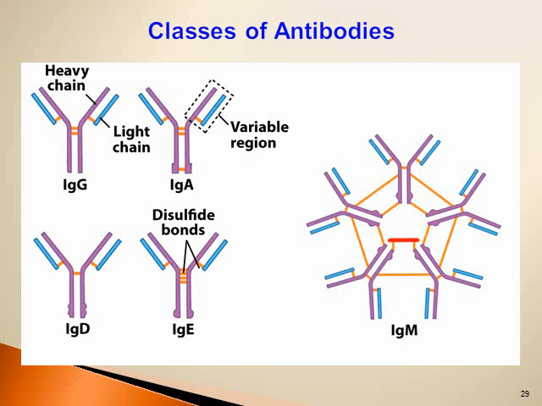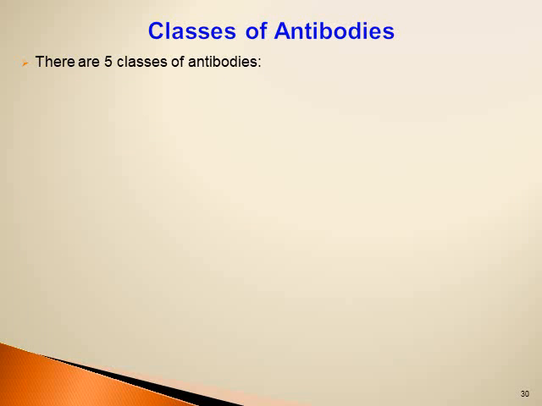There are different classes of antibodies. We have IgG, IgA, IgD, IgE, and IgM. If you notice, the IgM is a pentamer. It is composed of 5 units of antibodies. There are 5 classes of antibodies.